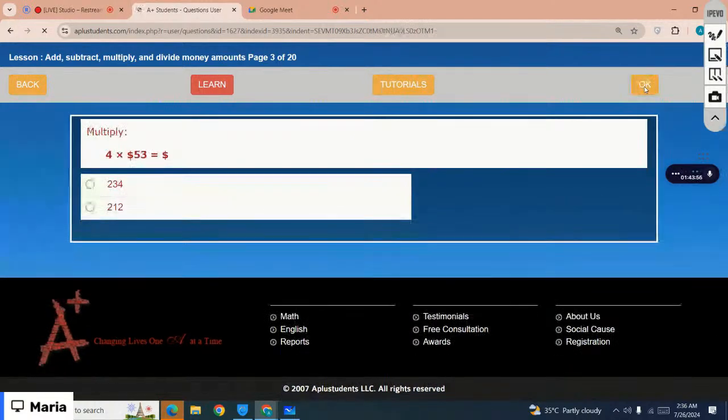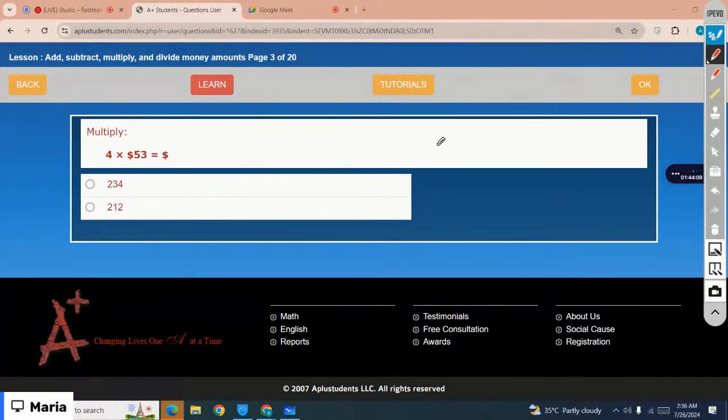Okay, the next one is 4 times 55. You have to multiply. The multiplication and division are exactly the same as we do with other numbers, right? Because you can treat the money amounts exactly the same as you do numbers. 4 times 3 is 12. You need to write 2 and carry 1. 4 times 5 is 20 and 1 is 21. The correct option is 212.